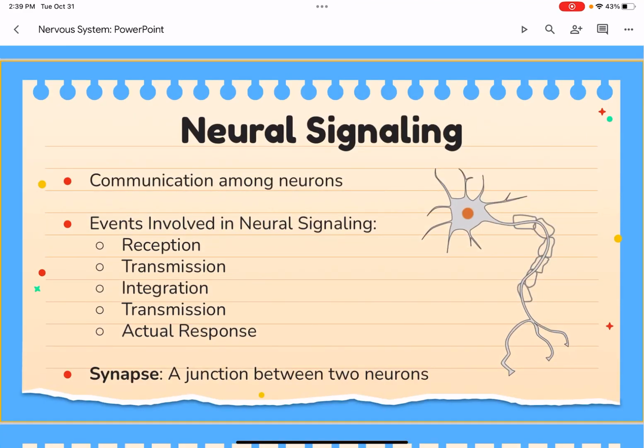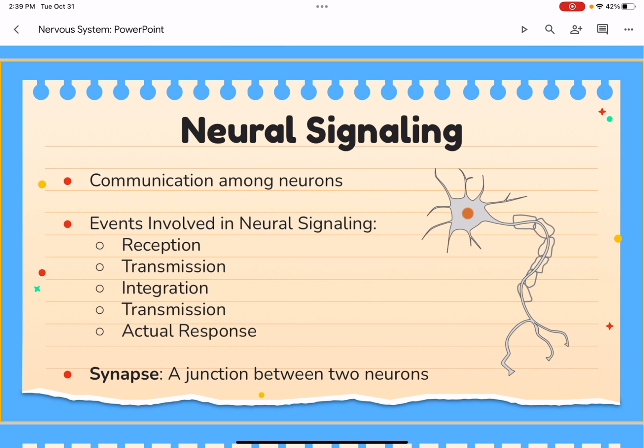Neural signaling is communication among neurons. The events involved in neural signaling are reception, transmission, integration, transmission, and actual response. So reception is receiving the information. Transmission is the process of sending messages along a neuron, from one neuron to another, or from a neuron to a muscle or gland. Afferent or sensory neurons in the peripheral nervous system transmit information to neurons in the central nervous system.